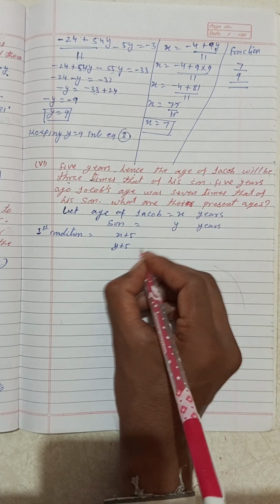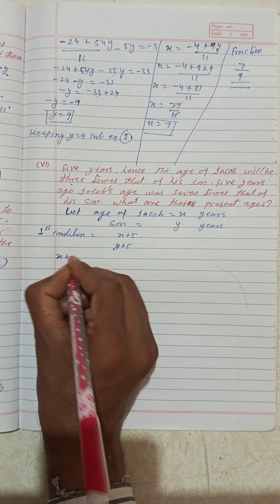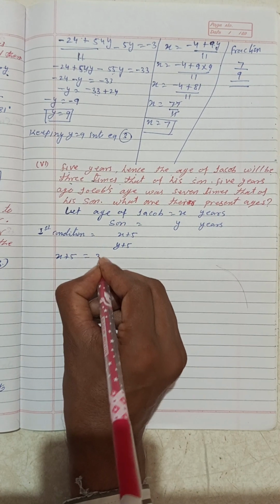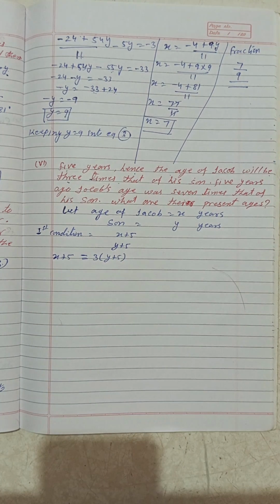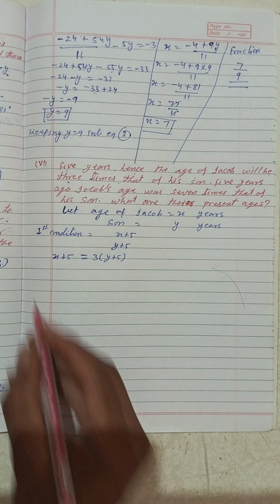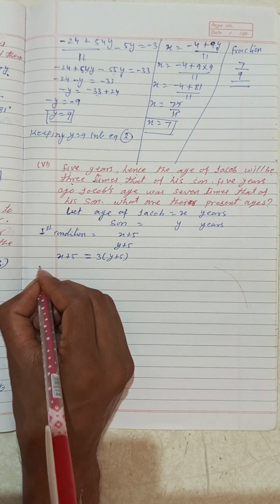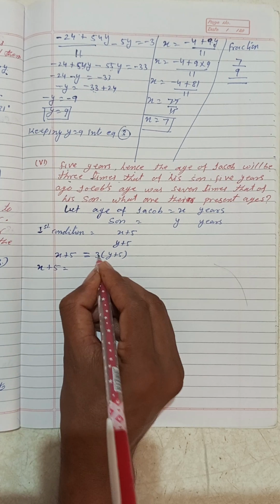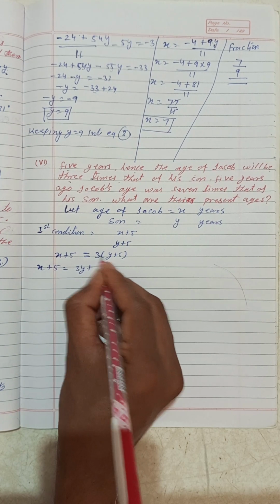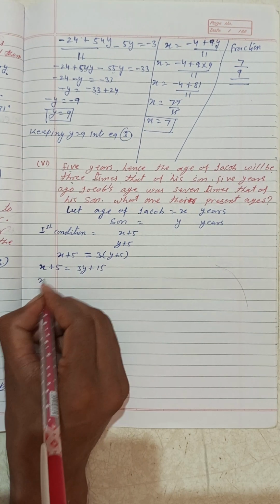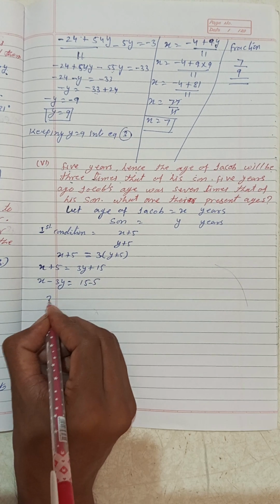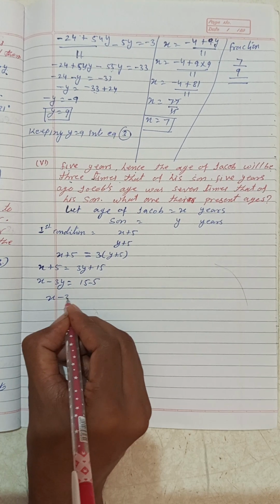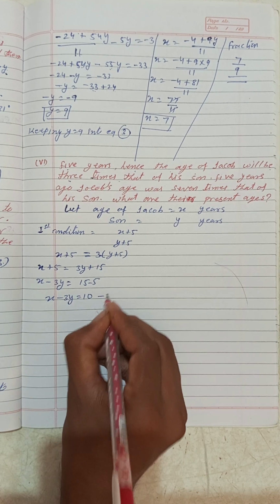3 times means x plus 5 for Jacob will be equal to 3 times his son's age. This is the equation: x plus 5 equals 3 into y plus 5. Now we can multiply it like this: x plus 5 is equal to 3y plus 3 into 5, which is 15. We can write x minus 3y is equal to 15 minus 5, then x minus 3y is equal to 10. Equation number 1 we got.